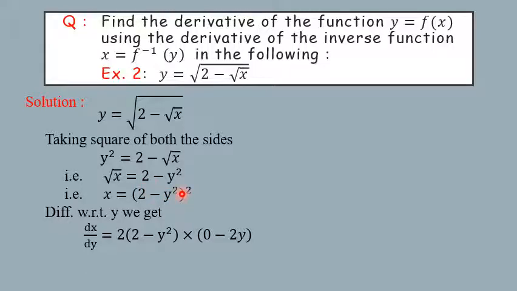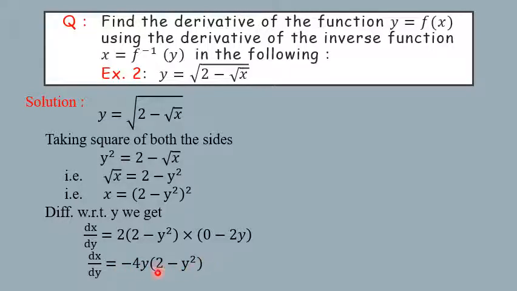Okay, so the derivative of x square with respect to x is 2x, so the derivative of this function is 2 into 2 minus y square, into the derivative of 2 is 0, minus the derivative of y square is 2y. Now just simplify this. So we get dx by dy is equal to minus 4y into 2 minus y square.